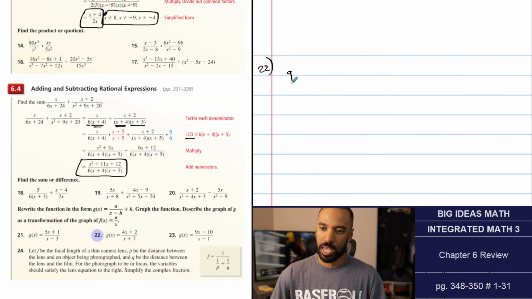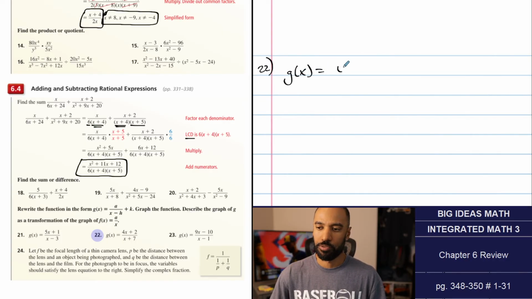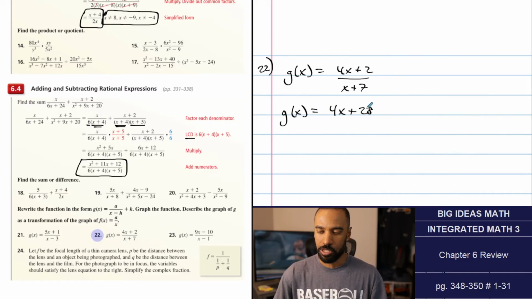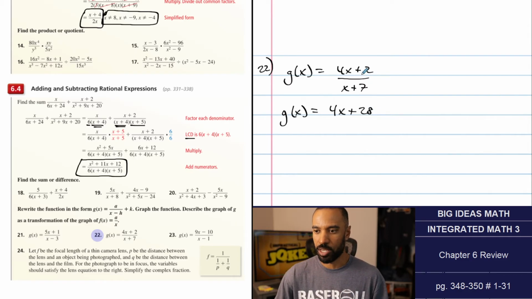Number 22 says g of x equals 4x plus 2 over x plus 7. This time here, once again, let's distribute the x plus 7 into 4. So we now have 4 as a common factor of these two terms, so we can cancel out some x plus 7s later. But we do need to rewrite 2 as 28 minus 26. This is going to allow us to do exactly that.